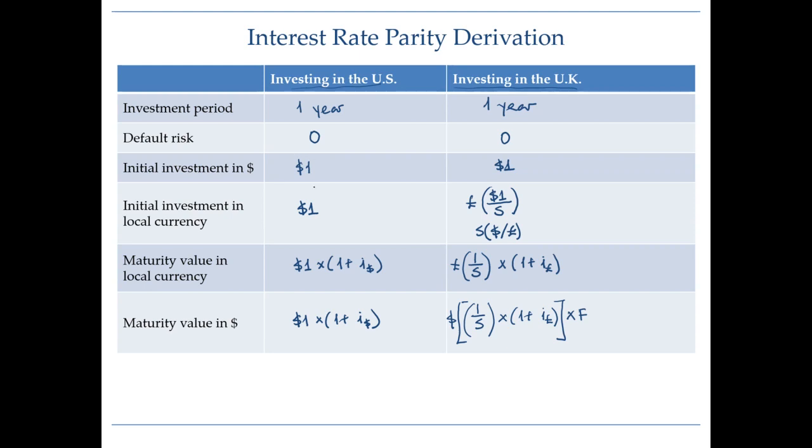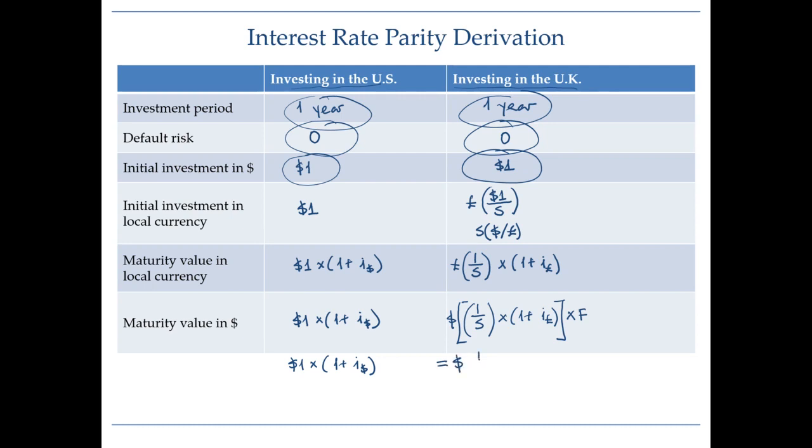Your initial investment amount is the same. So when you have predetermined payoffs over the same investment period and same initial investment, then their maturity values have to be the same, right? What we're saying is if you have same investment period, same level of risk, and same initial investment, well, the outcomes have to be the same. So what that means is outcome from investing in the US has to equal the outcome we get from investing in the UK.